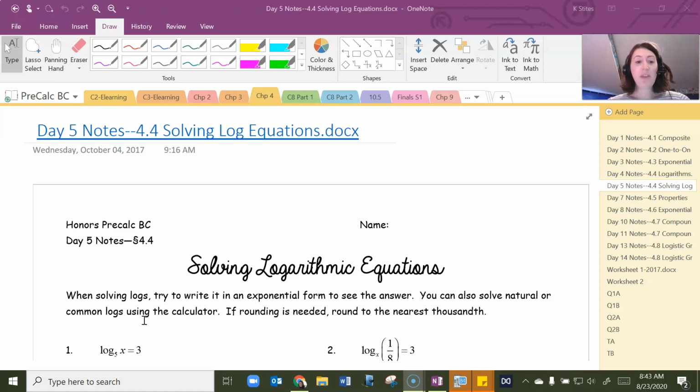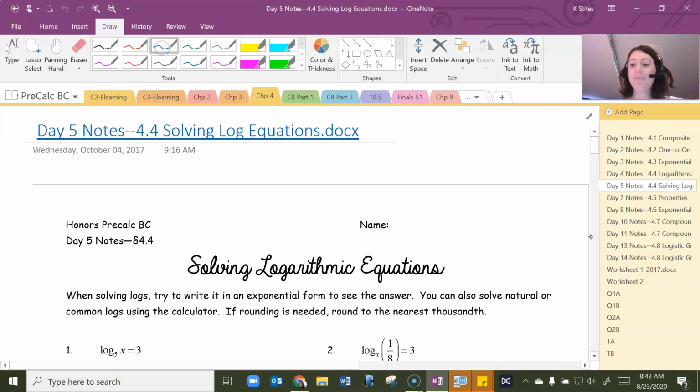So when solving logs, one way to do this is to write it in exponential form to see the answer, and you can also solve natural or common logs using the calculator. If rounding is needed, round to the nearest thousandth, but also usually leaving these in exact form is completely acceptable as well.